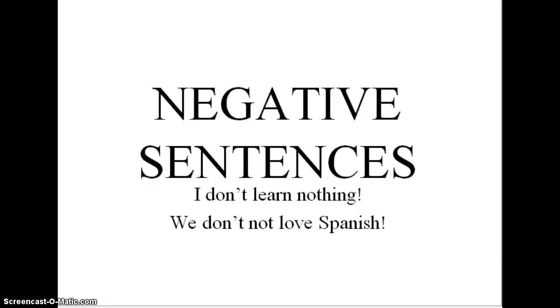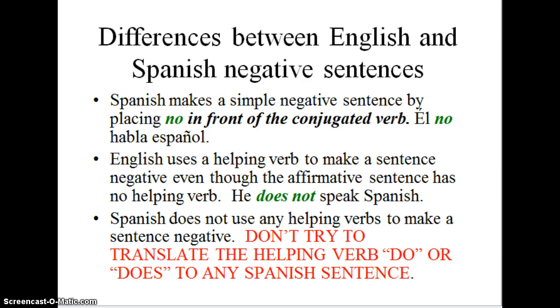Hola, clase. Today we're going to talk about negatives in Spanish, negative sentences. So in English, we want to avoid using double negatives, things like "I don't learn nothing," "we don't not love Spanish," anything like "I ain't going to do nothing." Those are things that we're taught to avoid in English, but in Spanish, they're okay. So these are the differences between English and Spanish negative sentences.